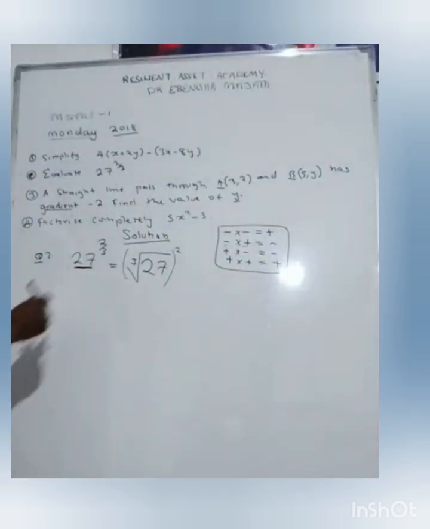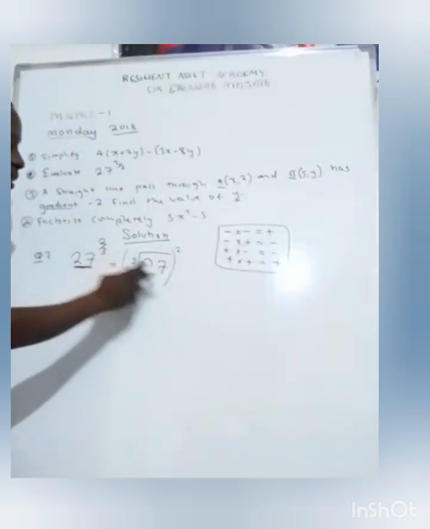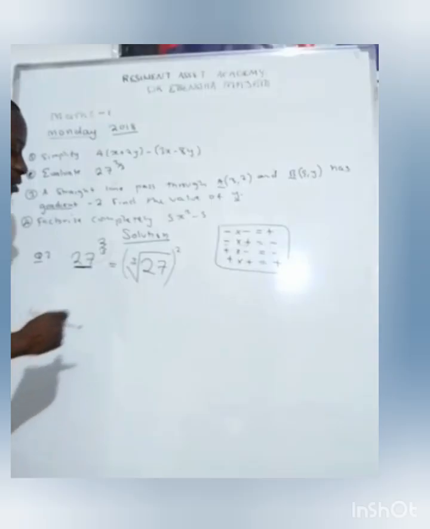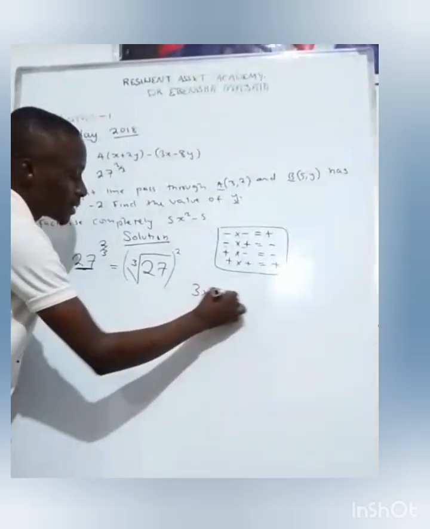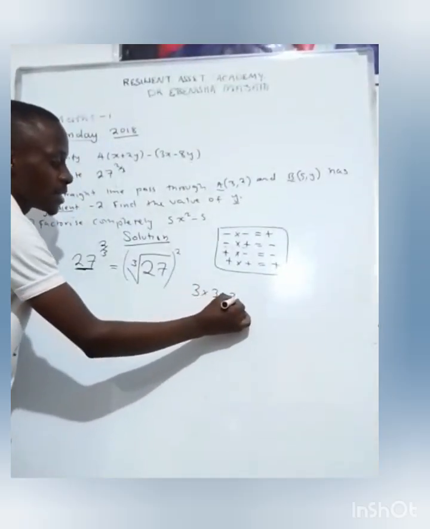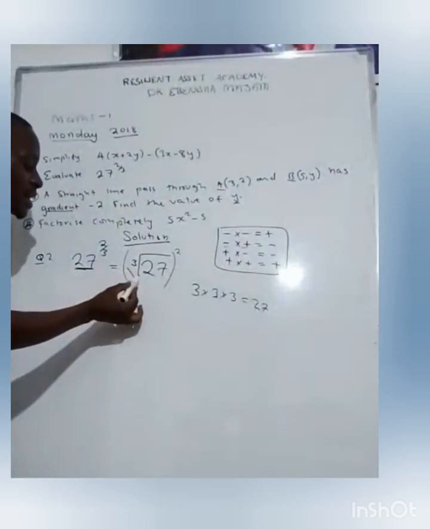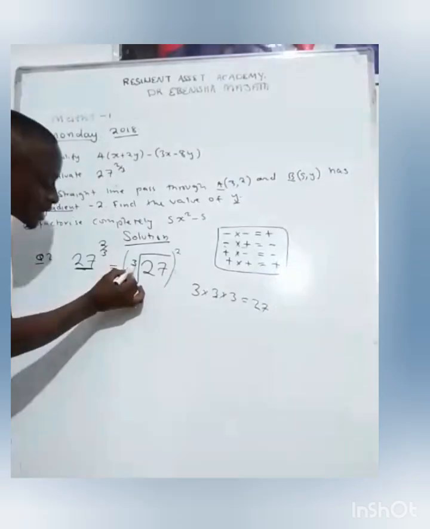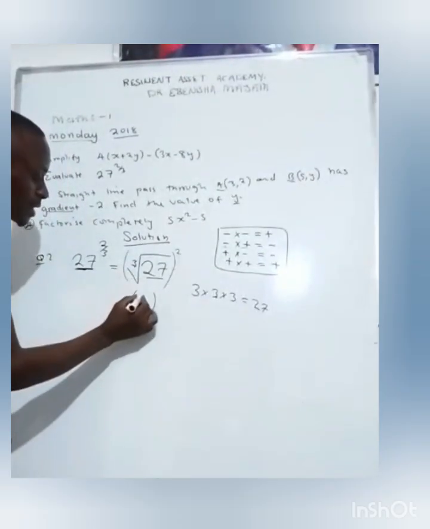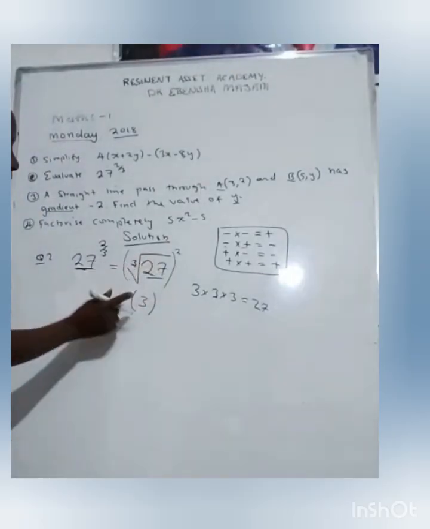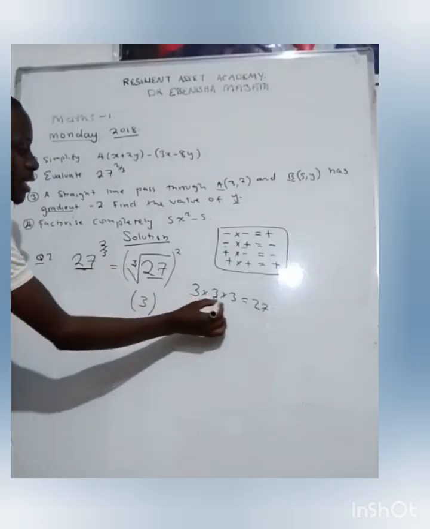Now after doing this, this 3 here means what number can you multiply by itself 3 times to get 27? So that number is 3. So it's more like we're saying 3 times 3 times 3. 3 times 3 is 9. 9 times 3 is 27. So here they simply wanted us to find the number that you can multiply by itself 3 times so that you can get 27. And we found that number is 3. So meaning everything that was inside is the 3.